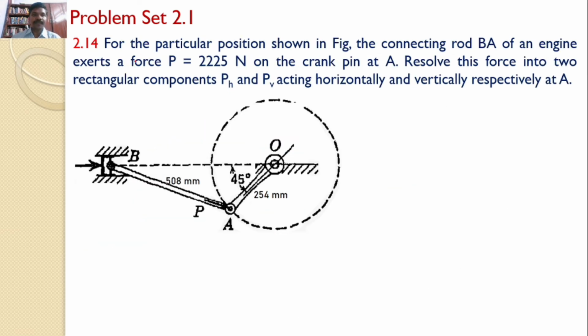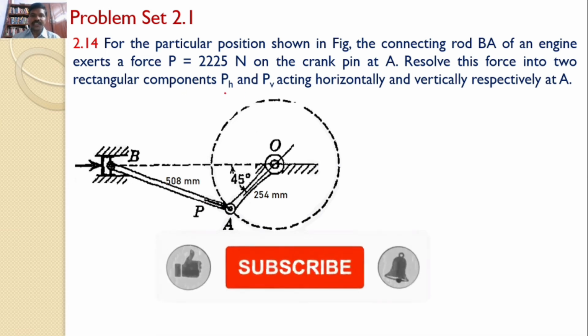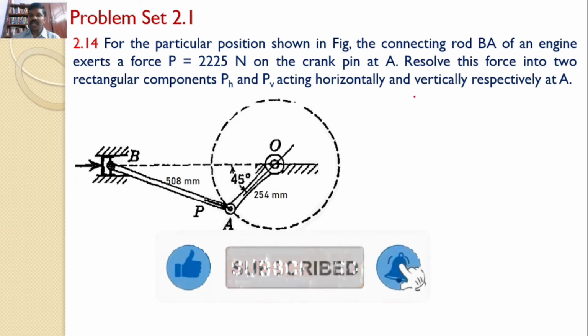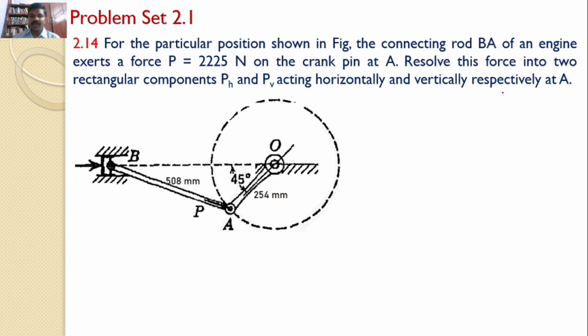Number 2.14. For the particular position shown in the figure, the connecting rod BA of an engine exerts a force P equal to 222.5 newtons on the crank pin at A. Resolve this force into two rectangular components PH and PV acting horizontally and vertically respectively at A. This is the force P acting like this on crank pin A. This we would like to resolve into two rectangular components horizontally and vertically at point A.